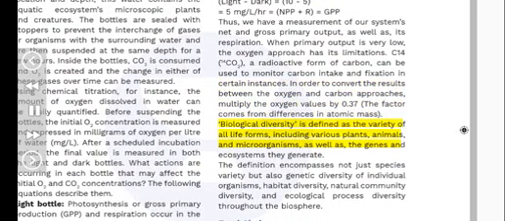Biological diversity is defined as the variety of all life forms, including various plants, animals, and microorganisms, as well as the genes and ecosystems they generate. The definition is not just species variety but also genetic diversity of individual organisms, habitat diversity, natural community diversity, and ecological process diversity throughout the biosphere.